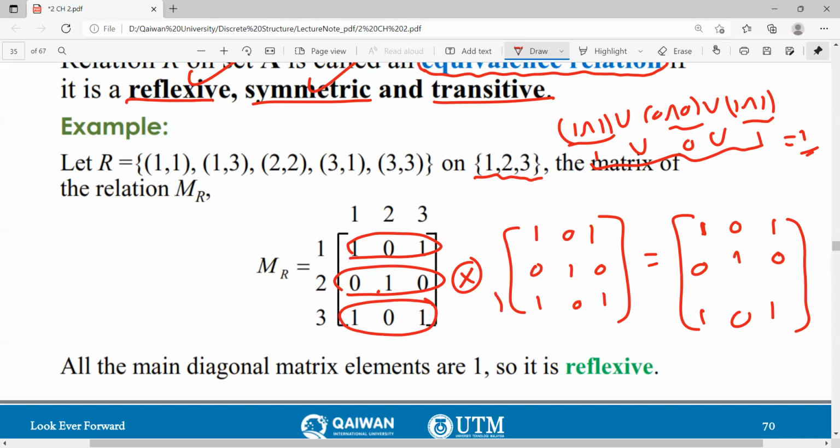Are these matrices the same? These are the same. That means the relation is transitive also. The relation is transitive also. So this relation is reflexive, symmetric, and transitive at the same time. So you say this relation is an equivalence relation.